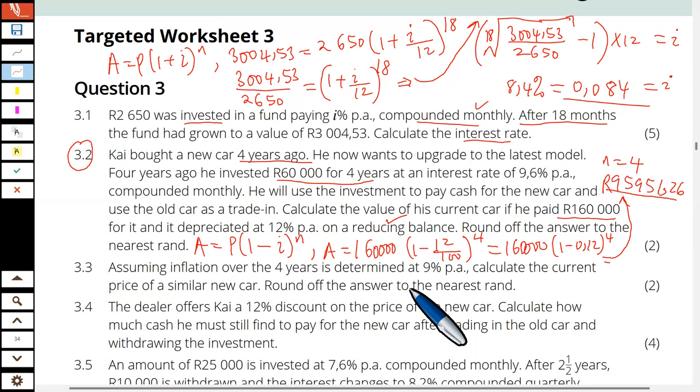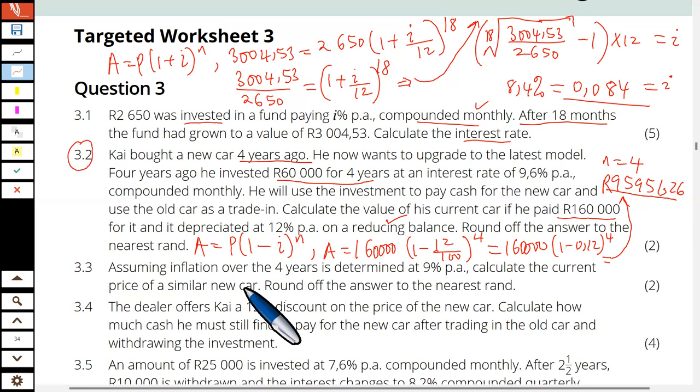We continue. Let's look at 3.3 right now, assuming inflation. Inflation is very important because it comes in the exam, so you need to pay particular attention to inflation and deflation. Assuming inflation over the 4 years is determined at 9% per annum, calculate the current price of a similar new car. Round off the answer to the nearest rand.